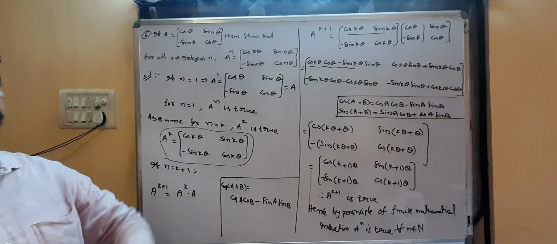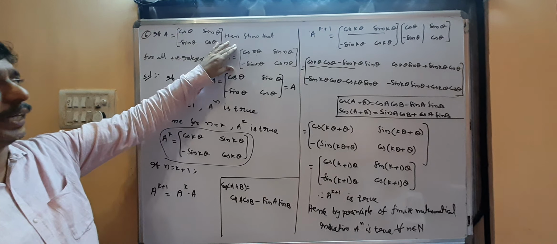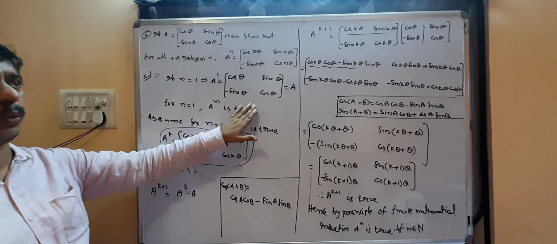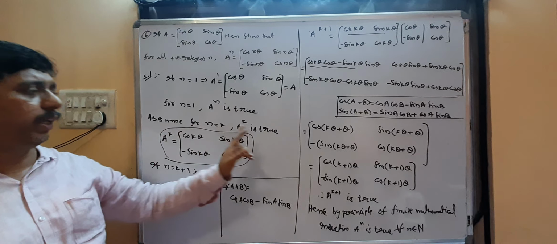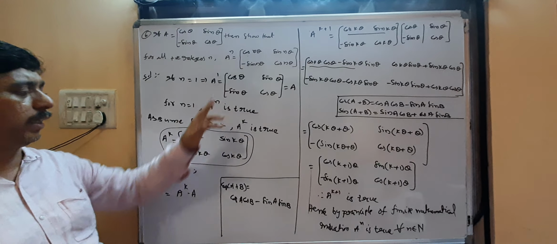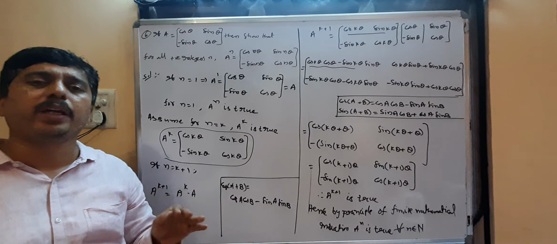Understood? You just have to prove by using mathematical induction. Check for n equal to 1, whether it is true or wrong. If it is true for n equal to 1, you can assume for n equal to k. That means in place of n you have to take k, and we get a power k matrix. After that you can prove for n equal to k plus 1.